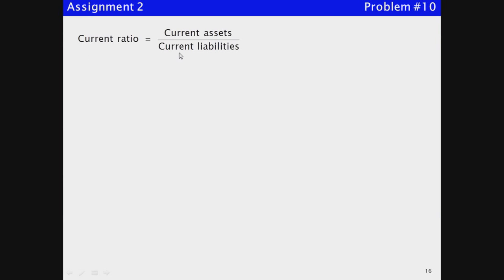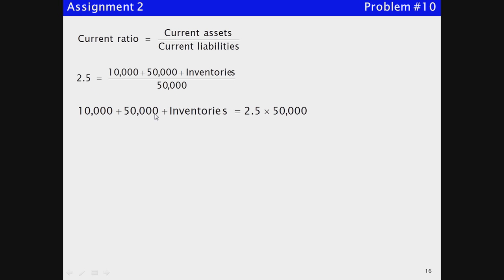Well, the current ratio is simply current assets over current liabilities. If the target is 2.5, well, cash is $10,000, accounts receivable is $50,000. What level of inventories in the numerator would make this ratio, with current liabilities equal to $50,000, equal to 2.5? Because this would be the current assets, cash, receivables, inventories, that when we divide by current liabilities needs to be 2.5. We can solve that for inventories. This is some simple algebra here, and we get inventories of $65,000.